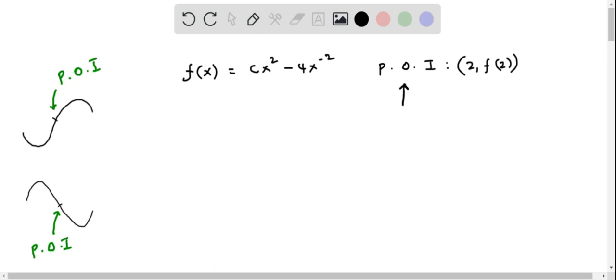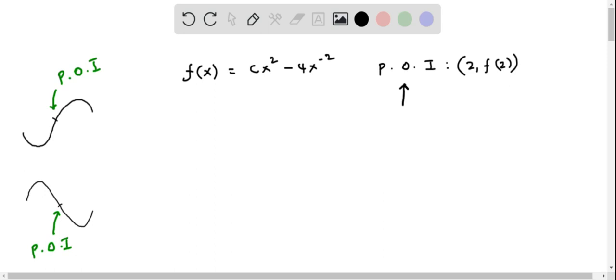These are the points where the graph of f of x changes its concavity. That is, if it changes from concave up to concave down, the point where it changes, we usually call it a point of inflection. Also, if it changes from concave down to concave up, at the point where it changes its concavity, it is a point of inflection.